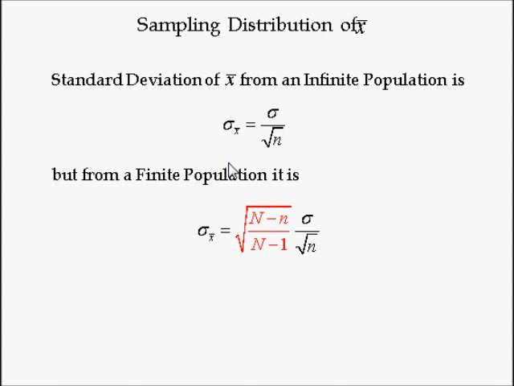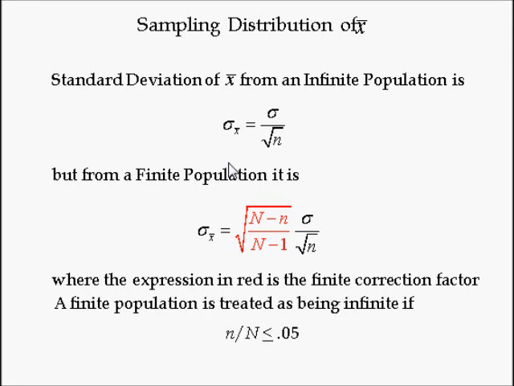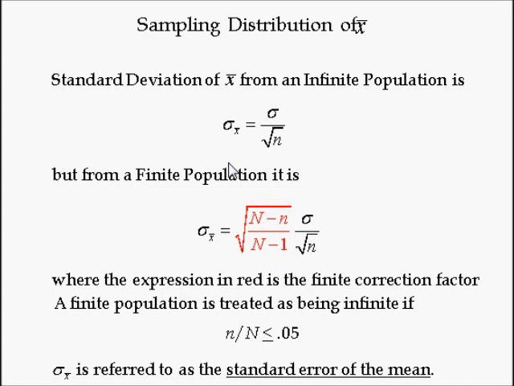The standard deviation of the sample mean for a finite population is equal to the expression in red font times the population standard deviation divided by the square root of the sample size, where the expression in red is referred to as a finite population correction factor. A finite population is treated as being infinite if n divided by N is less than or equal to 0.05. The standard deviation of the sample mean, sigma x bar, is also referred to as the standard error of the mean.